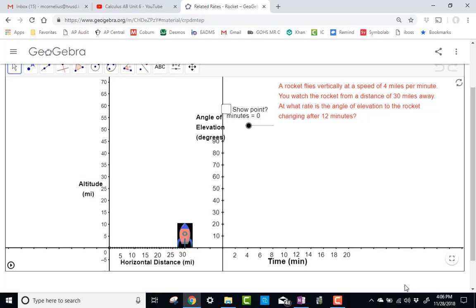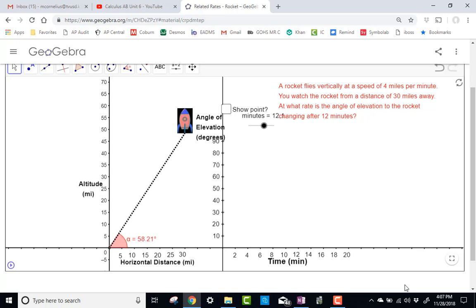This time we're talking about the angle. If we watch the video, you can see that as the rocket goes up, the angle between the rocket and the ground increases, and you can see that with alpha in the lower left corner. We want to know at what rate the angle of elevation to the rocket is changing after 12 minutes. I'm going to try and stop it here.